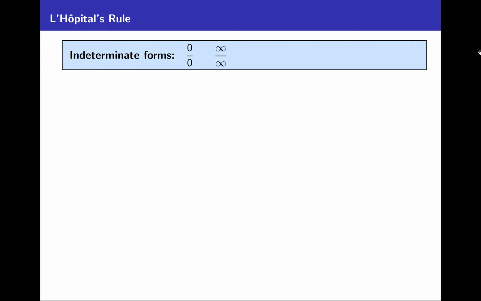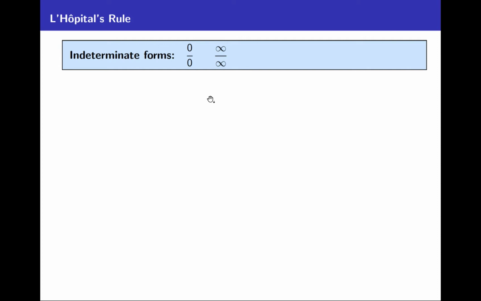So we have these two indeterminate forms, 0 over 0 and infinity over infinity. I should remark that there are other indeterminate forms as well. In lecture 37b, we'll talk about 0 times infinity and infinity minus infinity. And then in lecture 37c, we'll have 3 more. But don't worry about those right now. Today we're all about 0 over 0 and infinity over infinity.